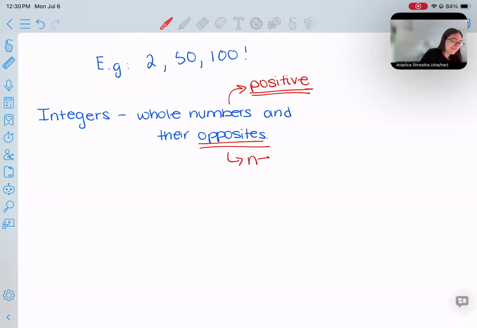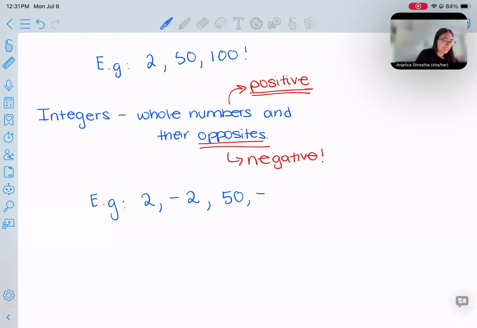Negative, right? So that means our integers are positive numbers and negative numbers, but in the sense that they're counting numbers, like 1, 2, 3, 4, or negative numbers. Oops, I might have given that away for examples. So, what is an example of an integer? Right, 2, negative 2, right, 50, and negative 100. Perfect.